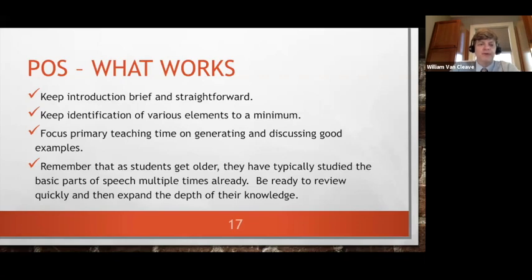And fourth, remember that as students get older, they have typically studied the basic parts of speech multiple times already. Be ready to review quickly and then expand the depth of their knowledge. I actually just started working with a student today, and first time I've ever worked with him, and we went through the parts of speech just so I could kind of check in and see what he knew and didn't know. And I found that of those first 4 that we often teach, noun, verb, adjective, and adverb, he knew 2, he didn't know the other 2.